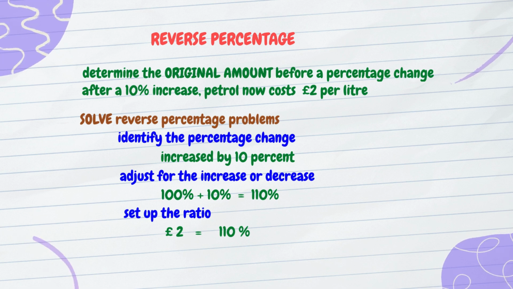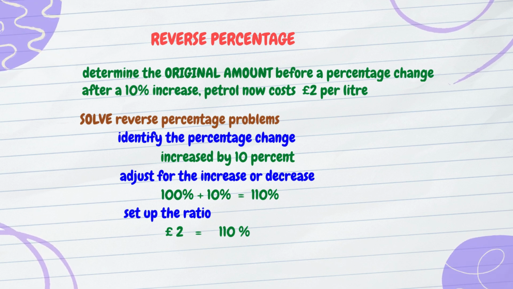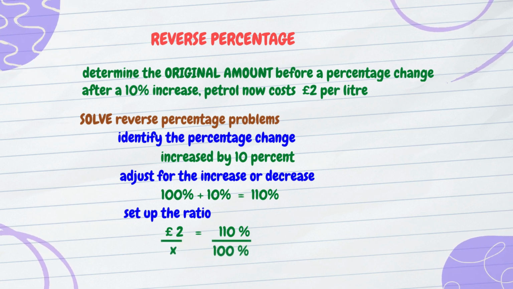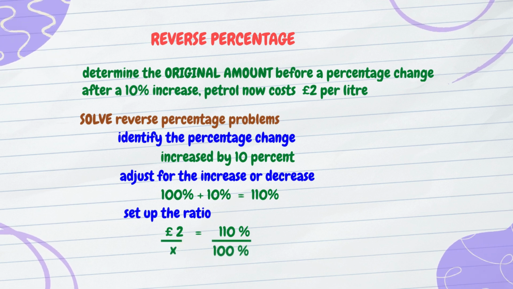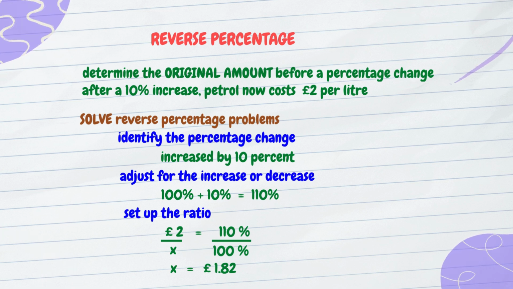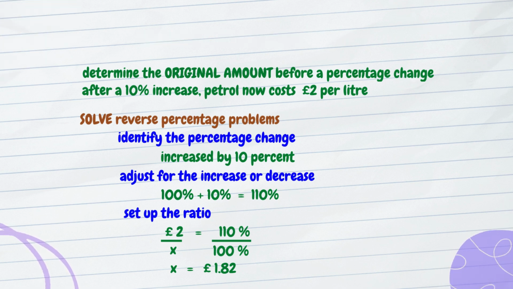Finally, use ratios to find the original price. £2 is equal to 110%, then 100% is X pounds. After cross-multiplying, we get 1.82 pounds. So the original price before the 10% increase was 1.82 pounds.